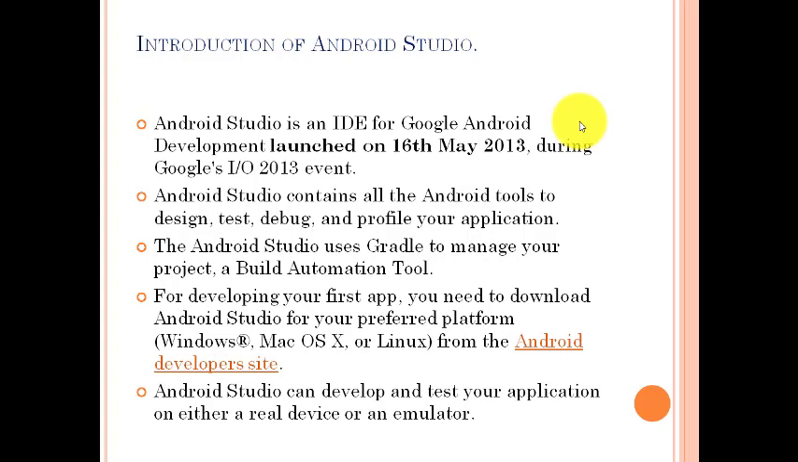For developing your first app, you need to download and install Android Studio. That is done in session 1. You can see the session 1 video for how to download and install Android Studio on Windows. Android Studio can develop and test your application on either a real device or an emulator. Android also provides emulators so that we can virtually run the Android application.